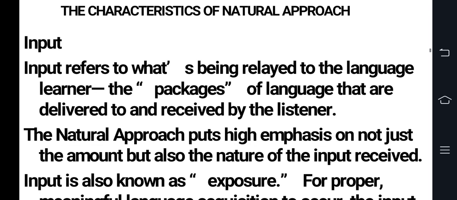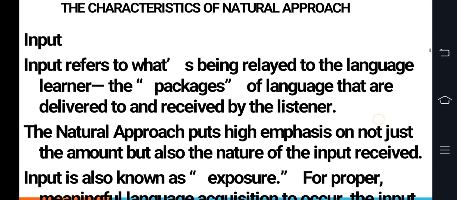Till now we have seen the principles. Now we'll see the characteristic features of the natural approach. Here, input refers to what's being relayed to the language learner, the packages of language that are delivered to and received by the listener. The natural approach puts a high emphasis on not just the amount but also the nature of the input received. Input is also known as exposure.